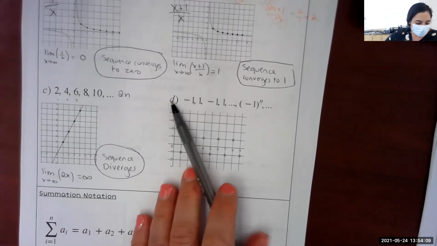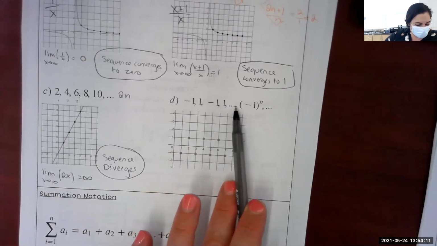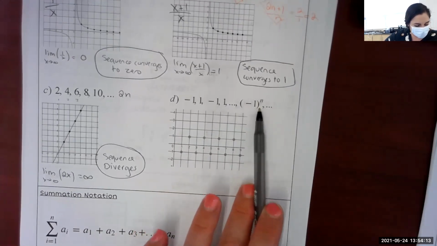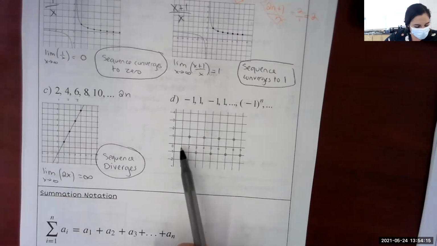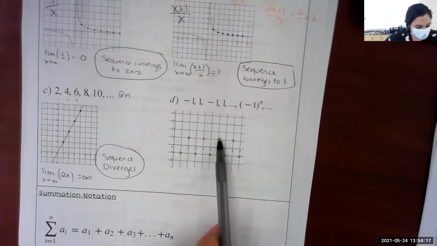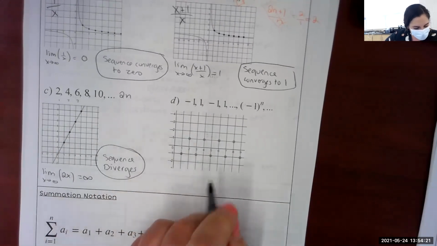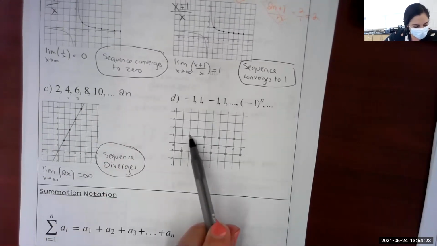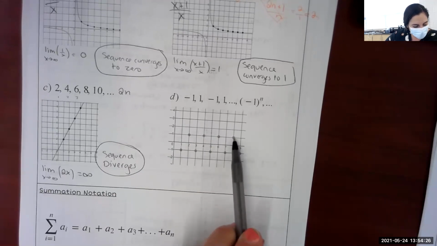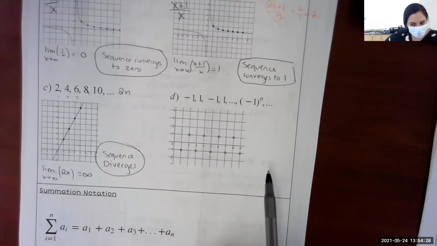Okay, this is a fun one. -1, 1, -1, 1, and the formula is (-1)^n. And this actually just graphs those counting numbers. So this is funny. Is there a limit as x approaches infinity of this function, we think? If so, what is it?